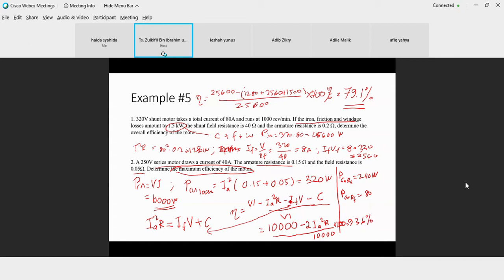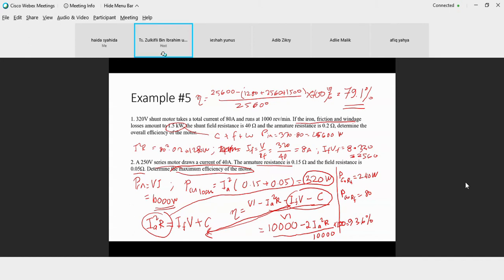Just replace this with this. So you have calculated this one is this one. Okay, so 2 times this, and so on, you get it.